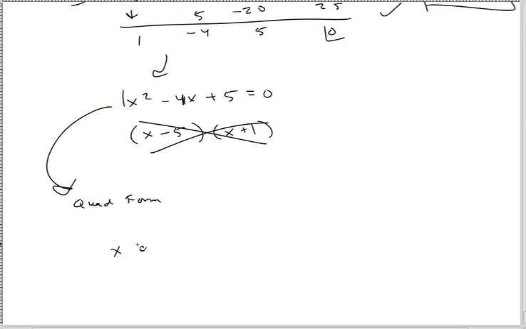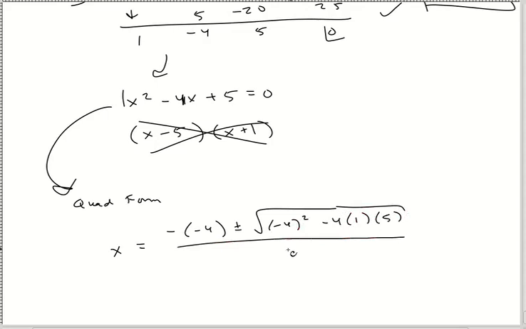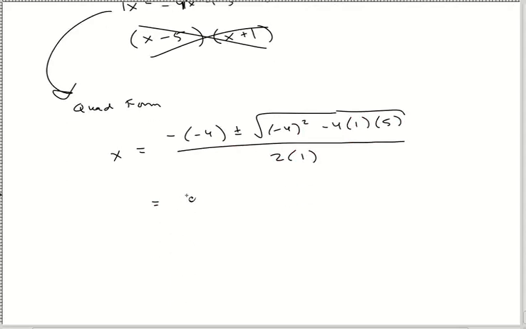So, x equals negative negative 4 plus or minus the square root of negative 4 squared minus 4 times 1 times positive 5, all divided by 2 times 1. Remember what section we're in. We're in imaginary numbers, right? So wouldn't you imagine that you would get imaginary numbers?